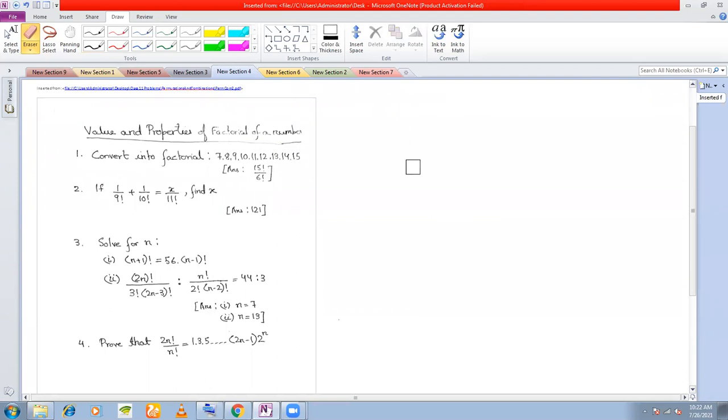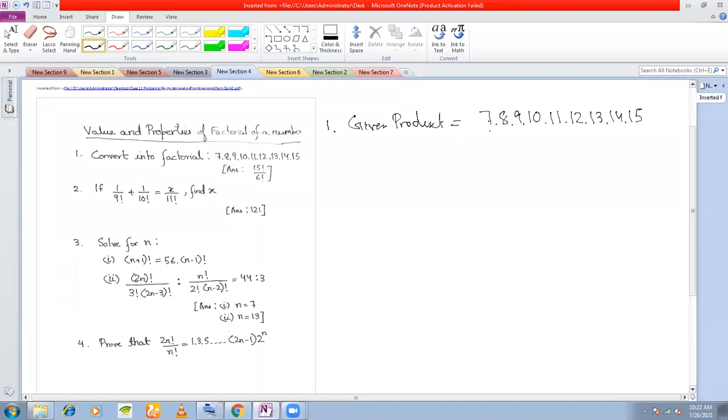First question is a very easy question. We need to convert this product to a factorial. So what is the product here? 7 into 8 into 9, 10, and we write a 1 here in the denominator because we shall be using this. Okay, so this is a given product.